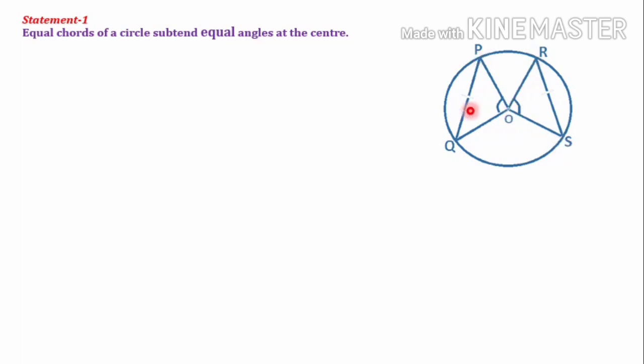Once again, chord PQ makes an angle POQ with the center, and chord RS makes an angle ROS with the center. Let's mark these two angles as angle 1 and angle 2. We have to prove that angle 1 is equal to angle 2. The proof of this statement is included in the syllabus, so we have to study the proof.